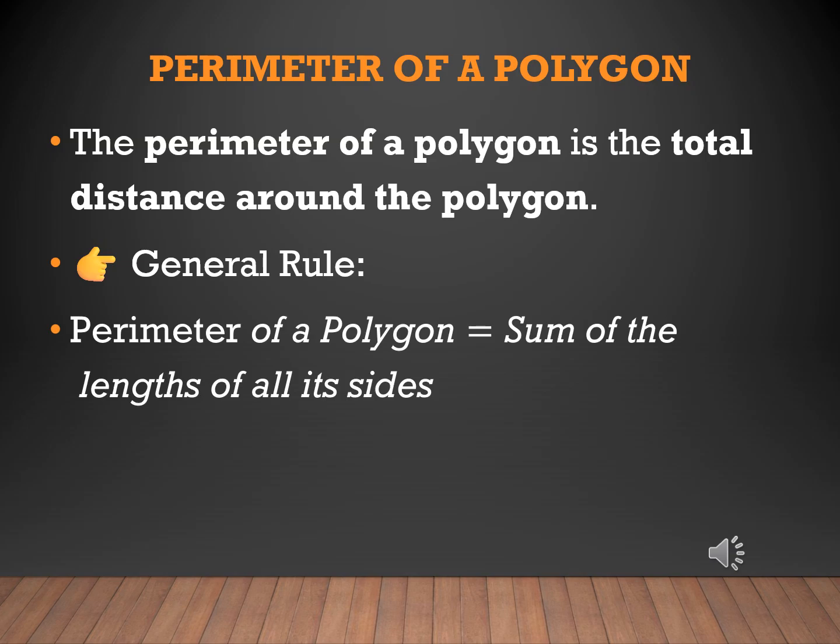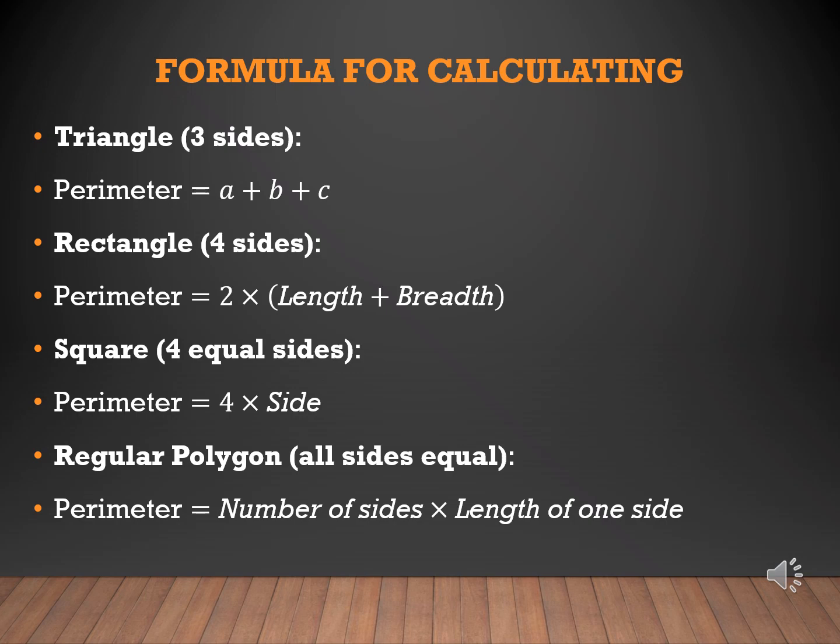And remember, a polygon is a figure which is made up entirely of lines. So when we are calculating the perimeter of a polygon, that means we have to add all the sides of the polygon. So here are the formulas for calculating the perimeter of polygons. First let's start with the triangle. The perimeter of a triangle is side A plus side B plus side C. Since there are 3 sides in a triangle, we have to add all the 3 sides.